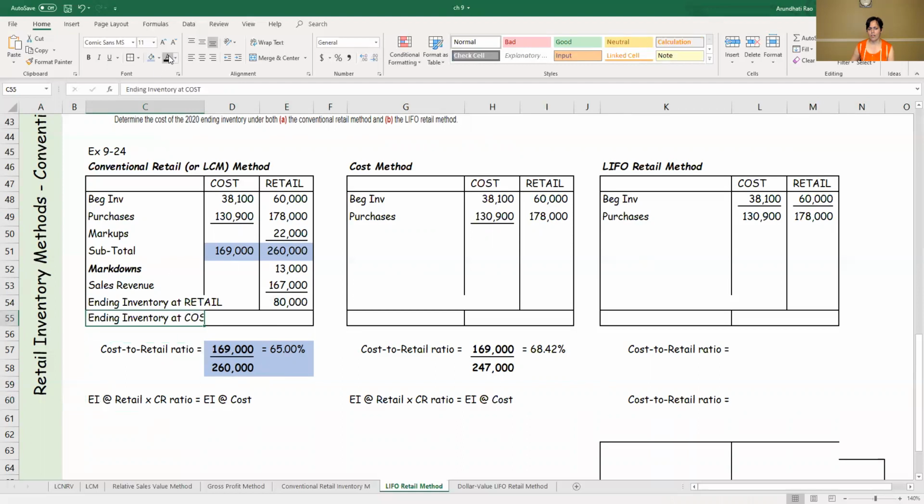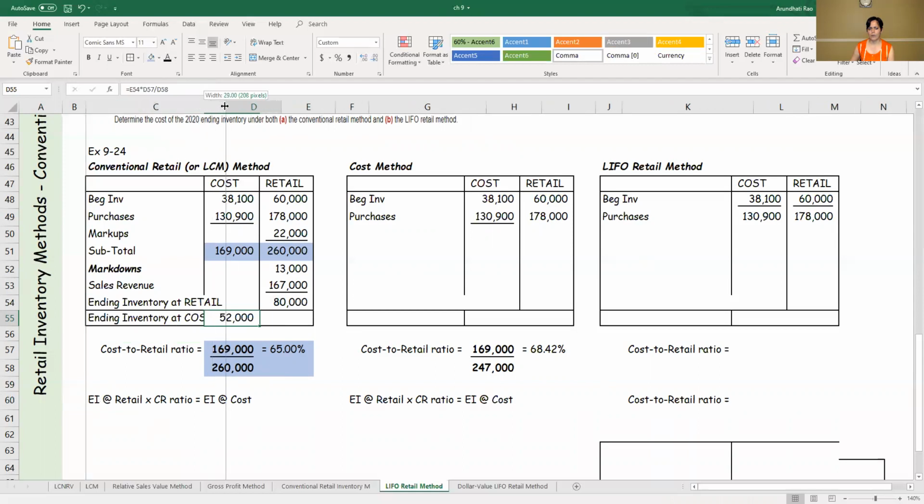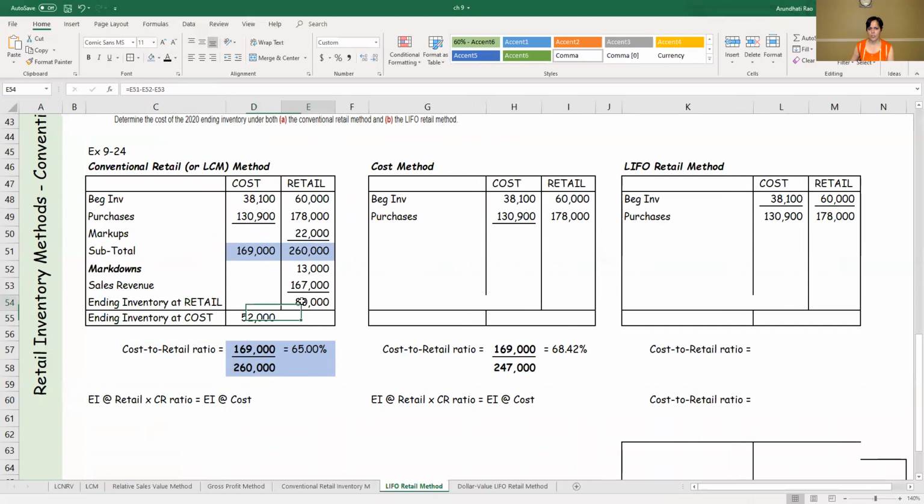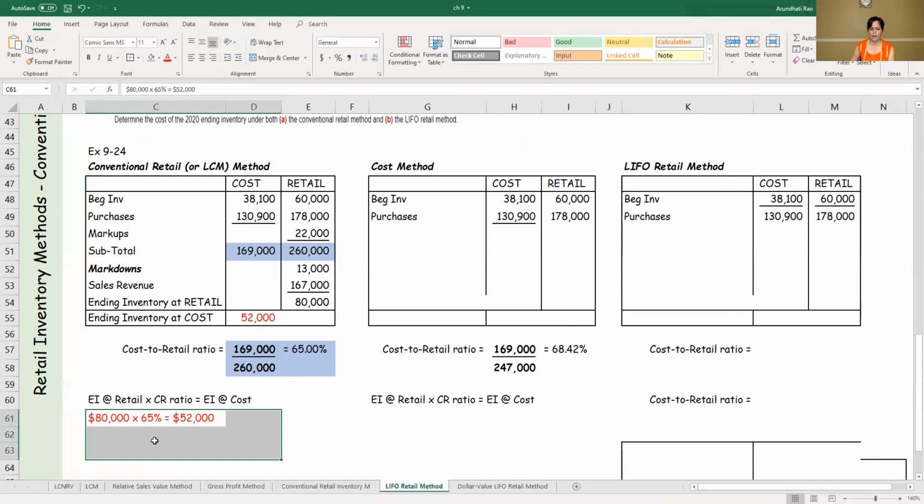So my ending inventory at cost is going to be $52,000. Let me move this a little so we can see this. So $80,000 times 65% will give me my final answer that I'm looking for. And I'm going to put that in a different color so we see that number. $52,000 is our final answer. Again, I'll show you the calculation over here. 80,000 times 65% gives me 52,000.